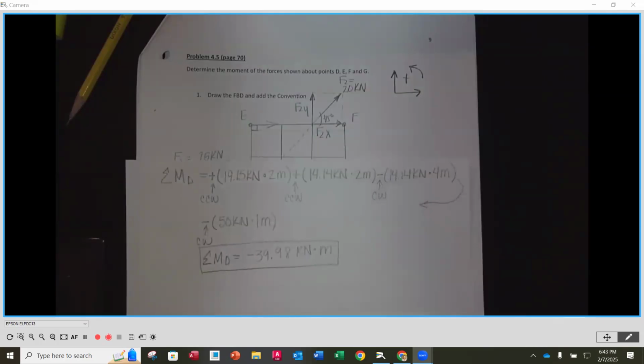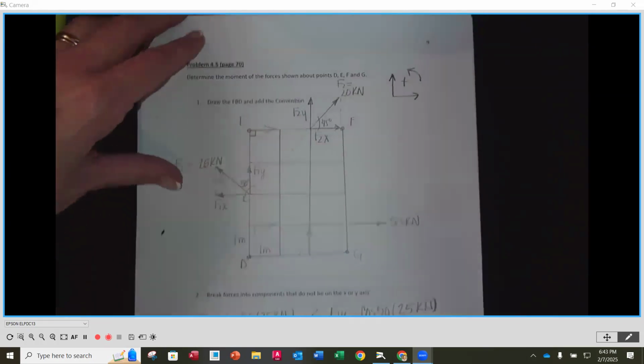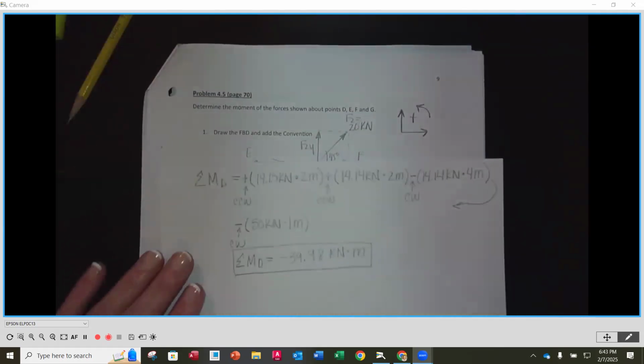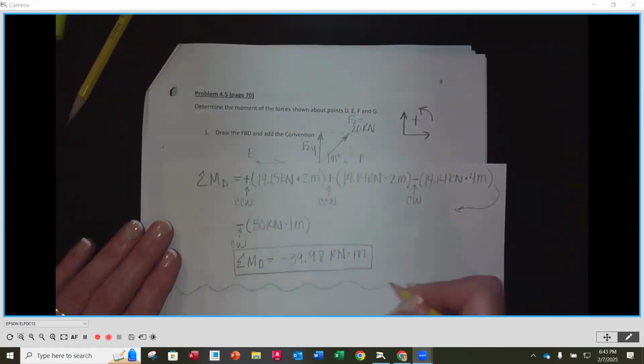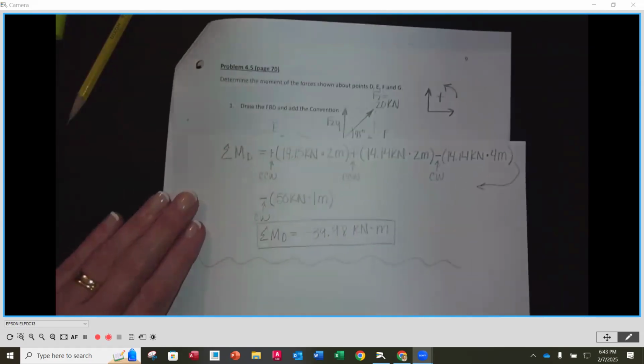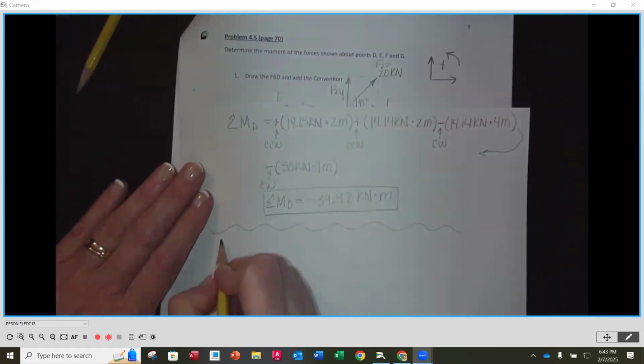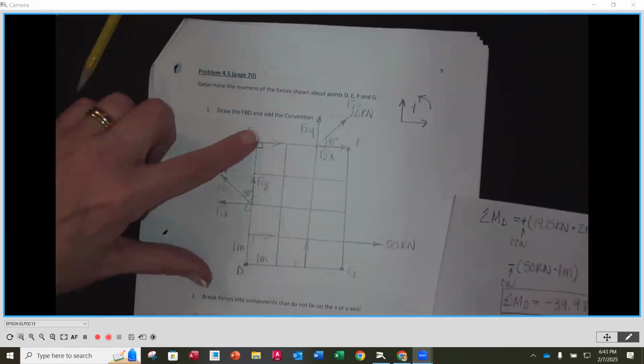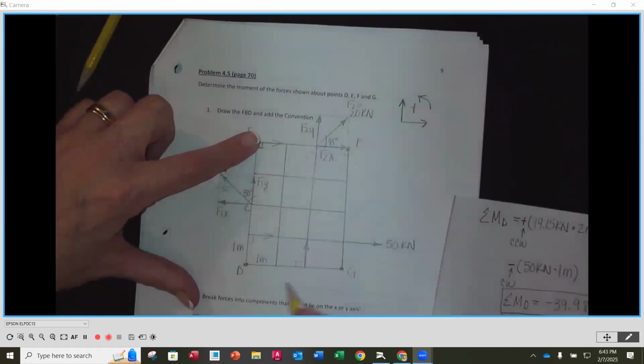Okay, let's do our next one. 3 more moments to do. All right, our next one, we're going to go around E. So I'm going to make a little line here. Sum of moments around point E equal to, I'm going to maybe write a little smaller, see if I can get them all on this time. Point E, and I'm going to work clockwise around.